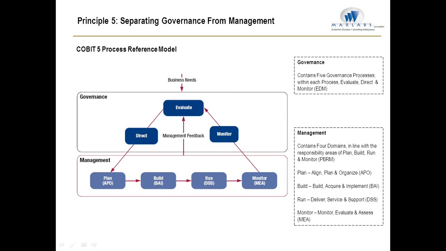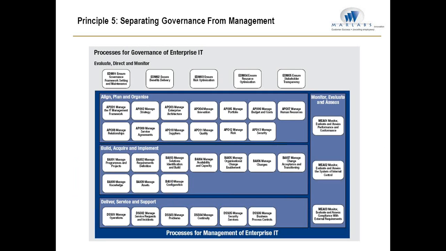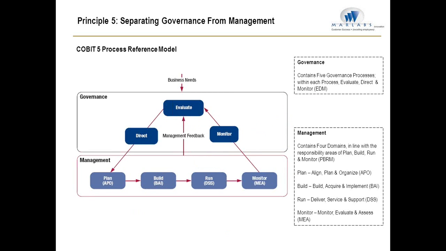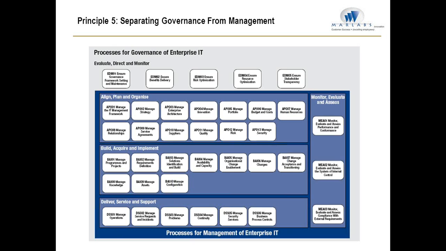So governance contains five processes. Within each process, there will be something like evaluate, direct, and monitor the practices. We can probably come back here. These 5 domains are, if I can try to read from the governance framework, these 5 basically are here. So governance is at the top of the umbrella. Evaluate, direct, and monitor. The 5 governance processes are basically nothing but ensure governance framework setting and maintenance, ensure benefits are delivered, risk optimization, stakeholder transparency.